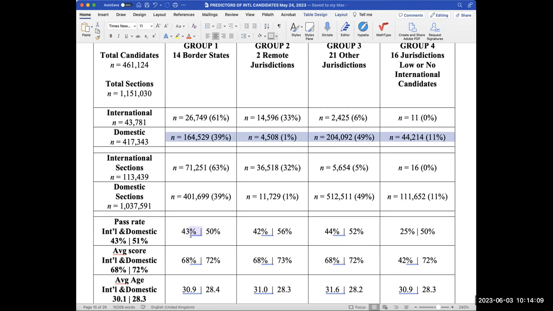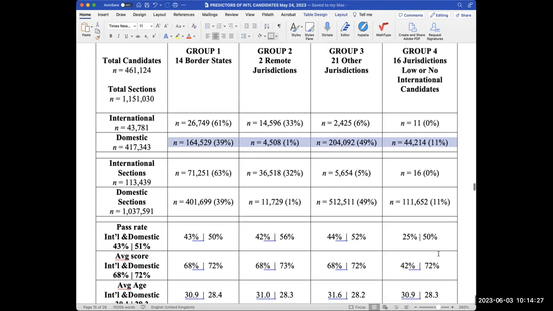And then this is their average score. And you see it's 72%, 73%, 72%, 72. So it doesn't matter, consistently, in the groupings of states.